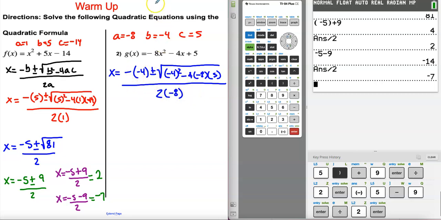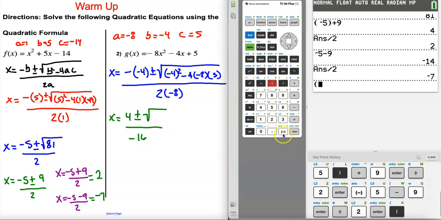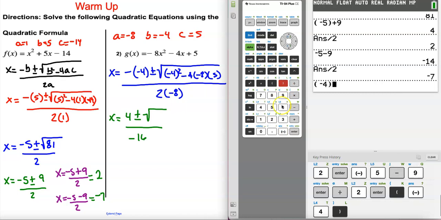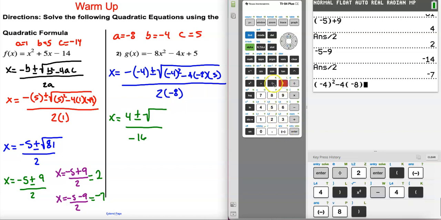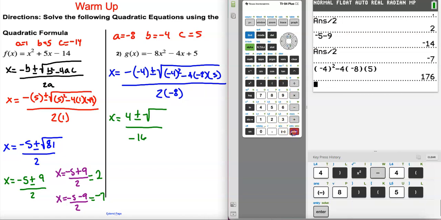Now I want to simplify this some more, so before I go to my calculator, I'm going to write it a little neatly. These negatives cancel out, so this is plus or minus the square root of some number, divided by negative 16. Now I'm going to calculate this number under the radical. That's negative 4, squared, minus 4 times negative 8 times 5. I get 176, and that goes under here.